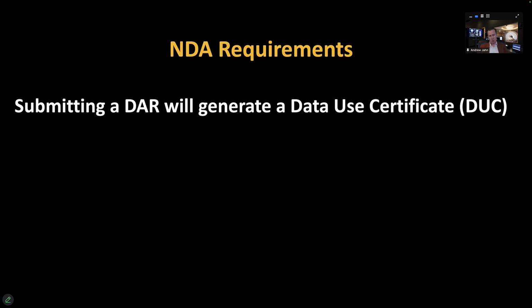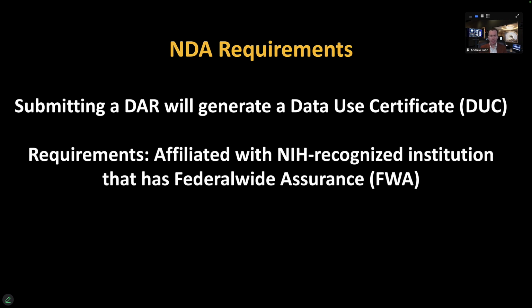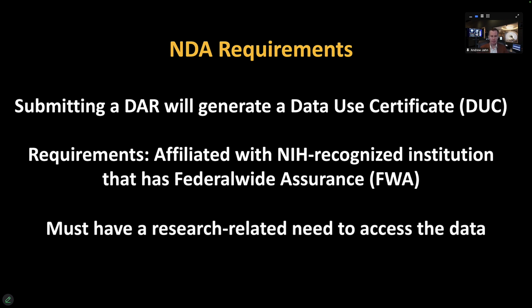Now, it is rather involved, the process. You have to submit a data access request by clicking on that button in the previous screen that I showed you. This will generate a data use certificate, colloquially known as a DUC. And like I said, it requires federal-wide assurance. University of Michigan does have it, for example, but if you're working at a smaller institution, a private liberal arts college, for example, I can't guarantee that you do have FWA. So it is relatively restricted.